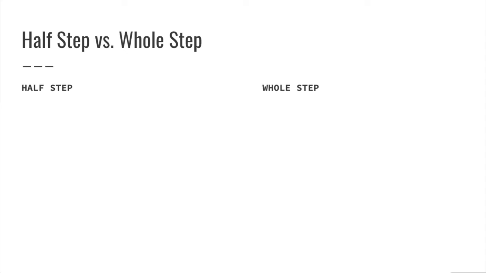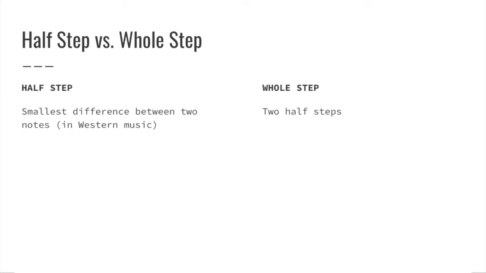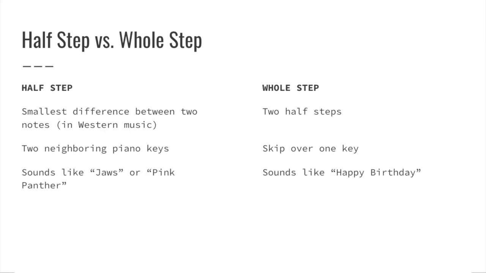So to sum it all up, let's compare half steps to whole steps. A half step is the smallest distance between two notes, in Western music that is, whereas a whole step is the distance of two half steps combined. A half step is two neighboring piano keys. You don't skip anything in between, but with a whole step, you skip one key. Half step sounds like Jaws or Pink Panther, and a whole step sounds like Happy Birthday, or the first two notes of a scale. And last but not least, another name for a half step is a minor second, whereas another name for a whole step is a major second.